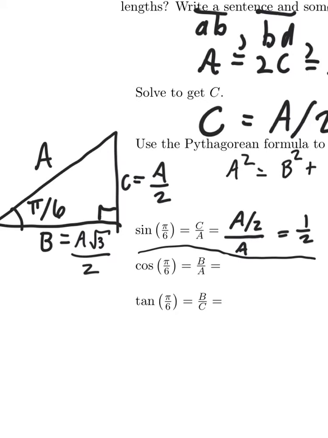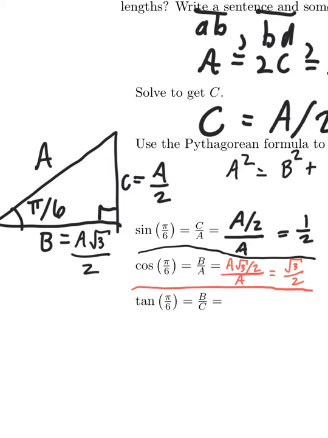Cosine of pi over 6 is b over a. I know what b is. B is a times the square root of 3 over 2, divided by a. Oh, so the a's will cancel and you'll just be left with root 3 over 2.